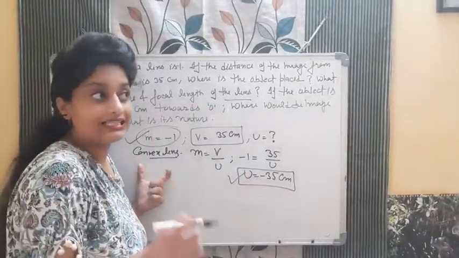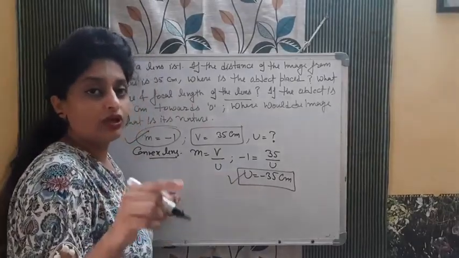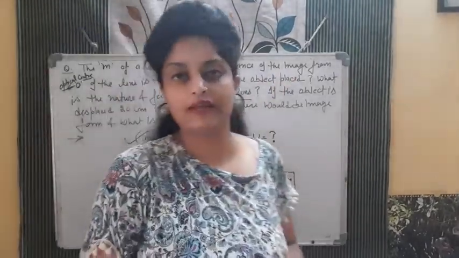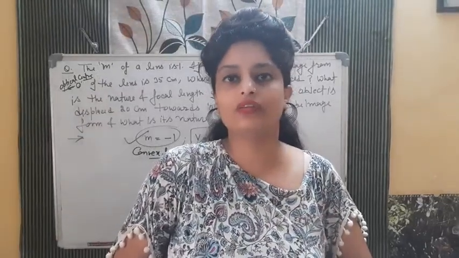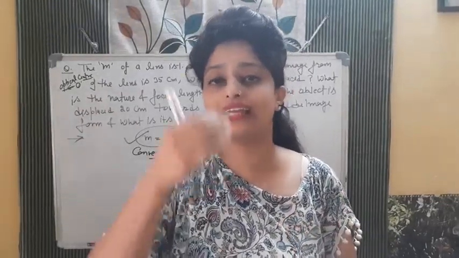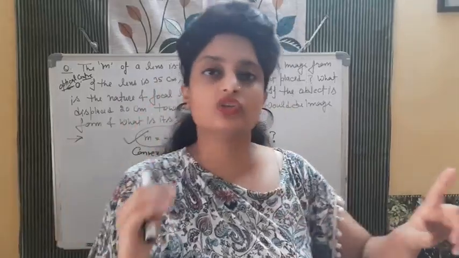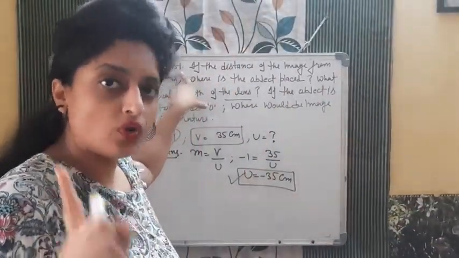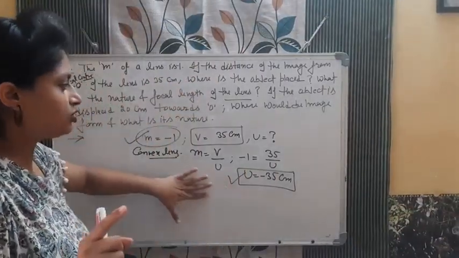This is a convex lens. In case of the concave lens, it is positive because the object and the image are both in front of the lens and both are negative. So V by U when we put, the magnification is always positive in case of the concave lens. Here in the question it is given as -1. So -1 is possible in which case? In the case of a convex lens. Up to here the question is solved.